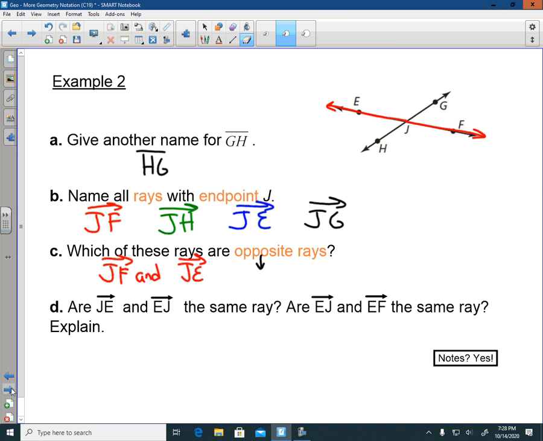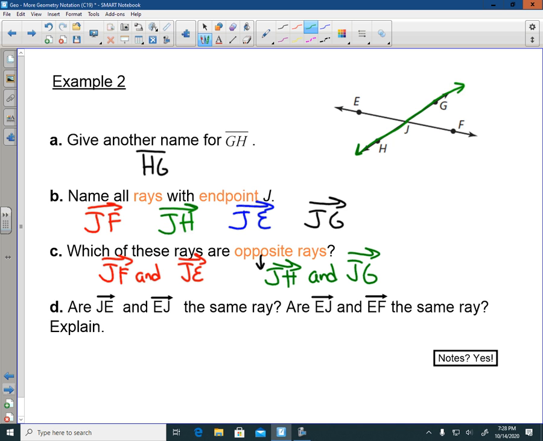There's another set, though. I bet you see those. Here's JH, pointing in the exact opposite direction is JG, and so we can indicate those as well. JH and JG. Those are opposite rays.